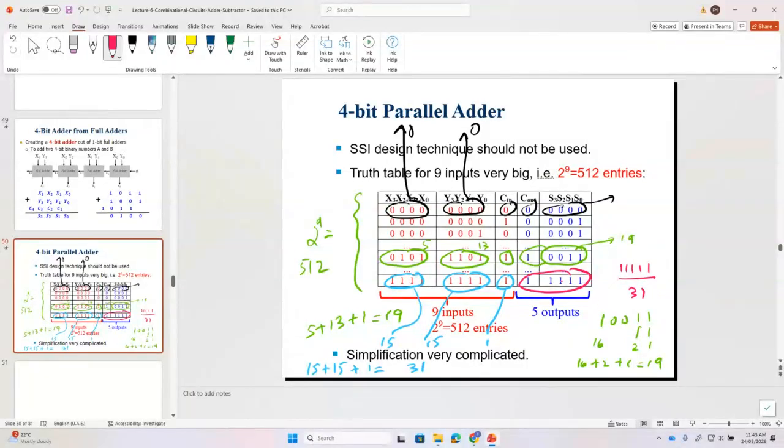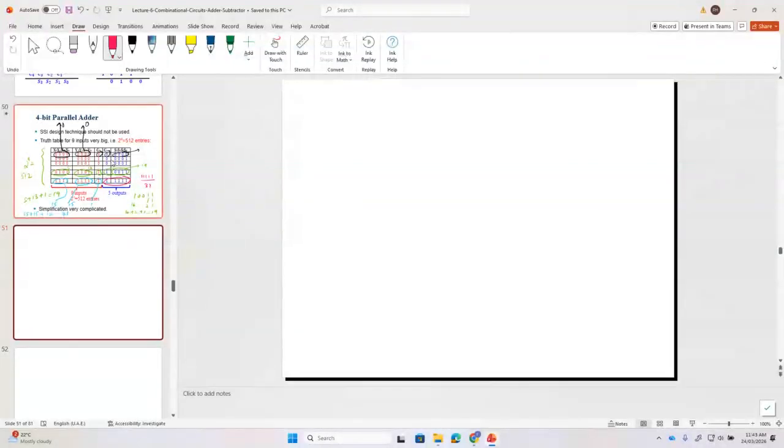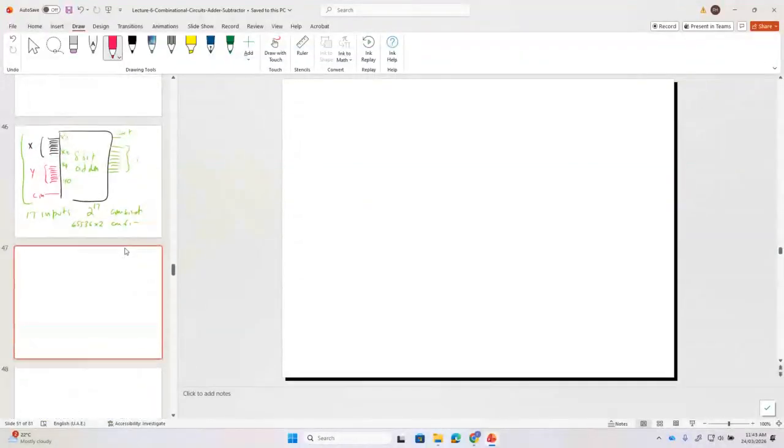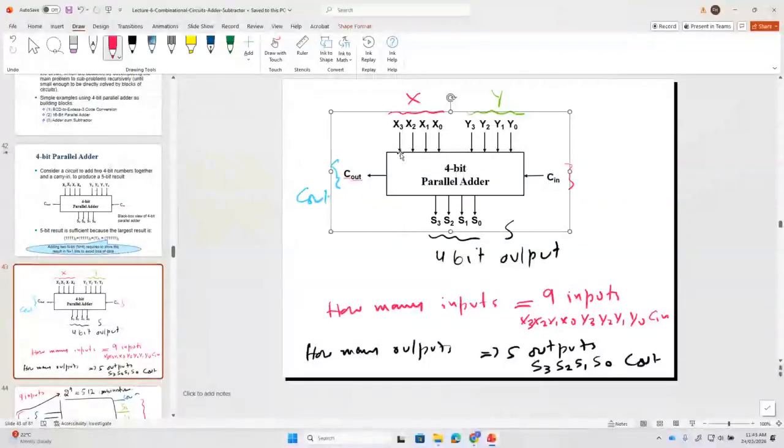Now what we are going to do? Now we are going to design a 4-bit adder using the block level design approach. Now can you see here the 4-bit adder? Now this is the block diagram of the 4-bit adder.